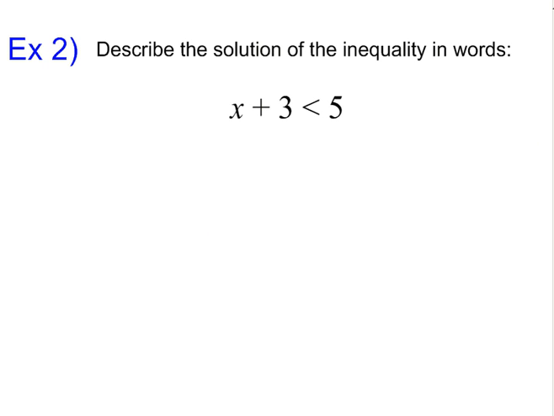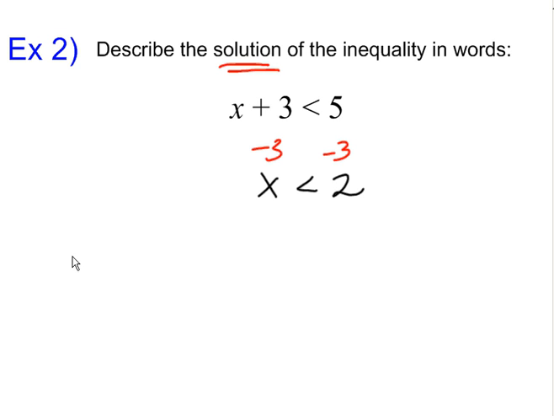Example 2 says, describe the solution of the inequality in words. Well, this is important. It says describe the solution. So we need to get to the solution. Is this solved yet? No, it's not. So let's think about solving this. We already know from our chapter 2 on equations how to get the variable alone. So we would subtract 3 from both sides, and we would end up with x is less than 5 minus 3, which is 2.